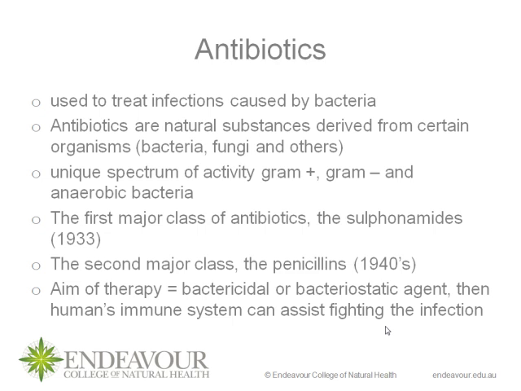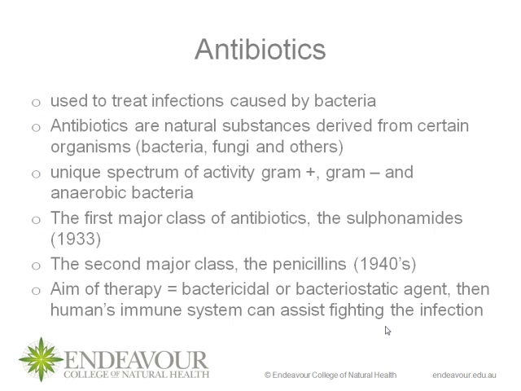Each antibiotic has a unique spectrum of activity that might include certain gram-positive organisms, or it might be very broad spectrum and include gram-negative organisms. The spectrum of activity might include anaerobic bacteria. The first major class of antibiotics to be discovered were the sulfonamides in 1933, and the second major class, the penicillins, in the 40s, in response to World War II and the need to find an antibiotic to target infections.